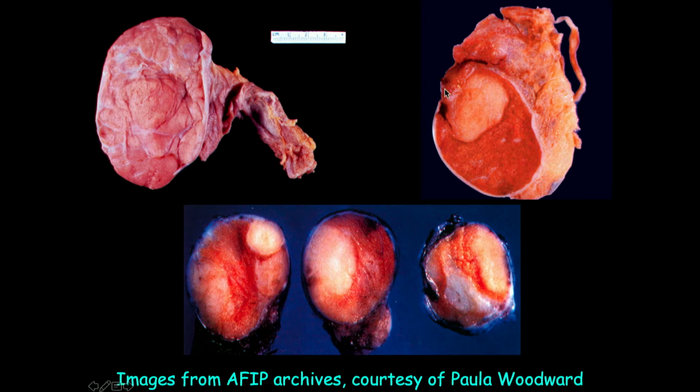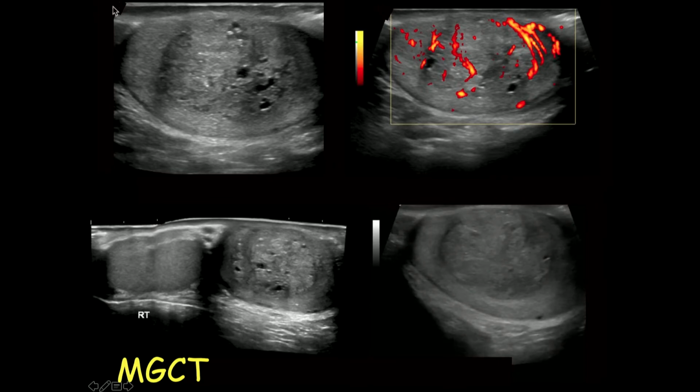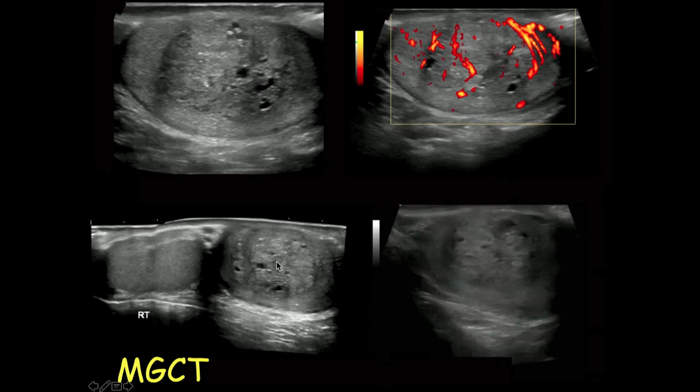So when Paula was at AFIP, she nicely showed unifocal, multifocal, and seminoma taking over the entire testicle. The other common one we see is mixed germ cell tumor. It's a little bit more common. We're really, really good at making the diagnosis because of the cysts and the calcifications. We pat ourselves on the shoulder, but in reality, the urologists don't care because it's a bump in the testicle and it's coming out. So mixed germ cell tumor, number two: lots of cysts, very heterogeneous.